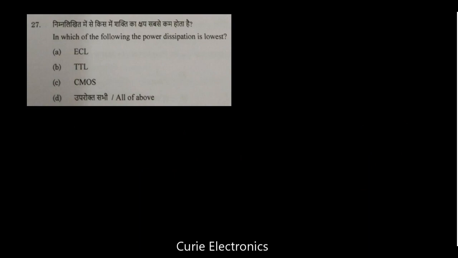Question number 27. In which of the following is power dissipation lowest? CMOS is the one which takes least power for its operation.